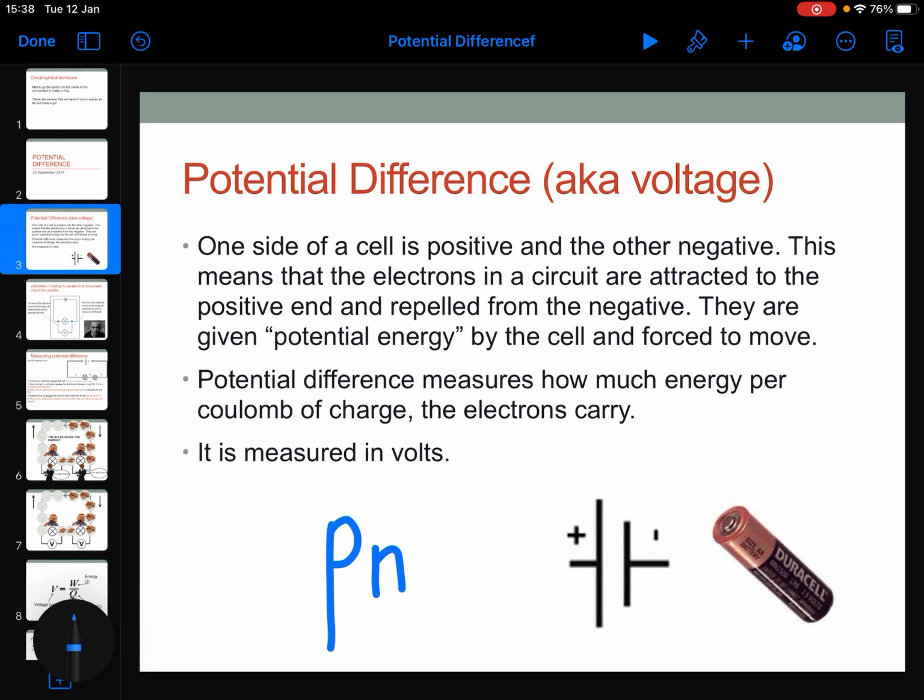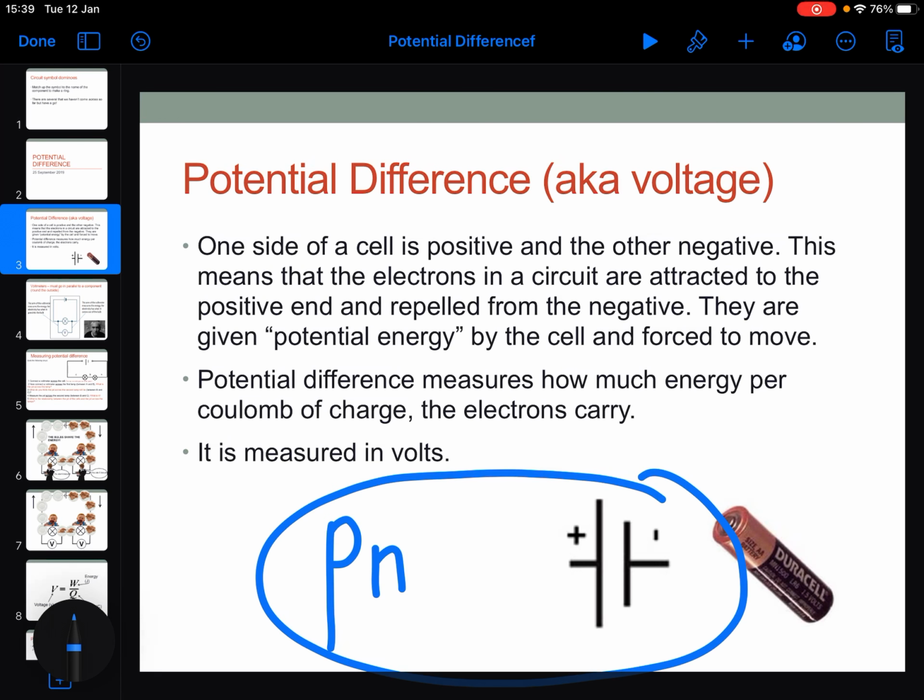This means that the electrons in a circuit are attracted to the positive end and repelled from the negative. They are given potential energy by the cell and forced to move. Potential difference measures how much energy per coulomb of charge the electrons carry. It is measured in volts. So if you can please pause the video, take notes, and include this bit in your notes, please.